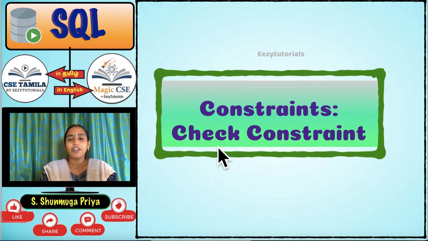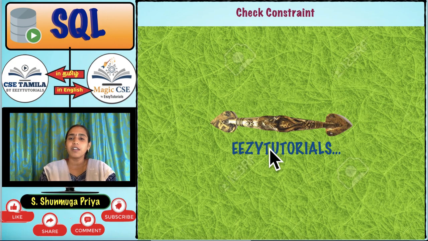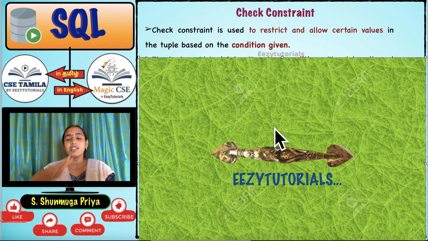In this video, we are going to see the type of constraint, check constraint. Constraint means it is a set of rules that will either allow or deny certain actions to the table. Here, check constraint is a rule with which you can restrict or allow certain values into the table based on a condition given. Along with the check constraint, you will have a condition within it.